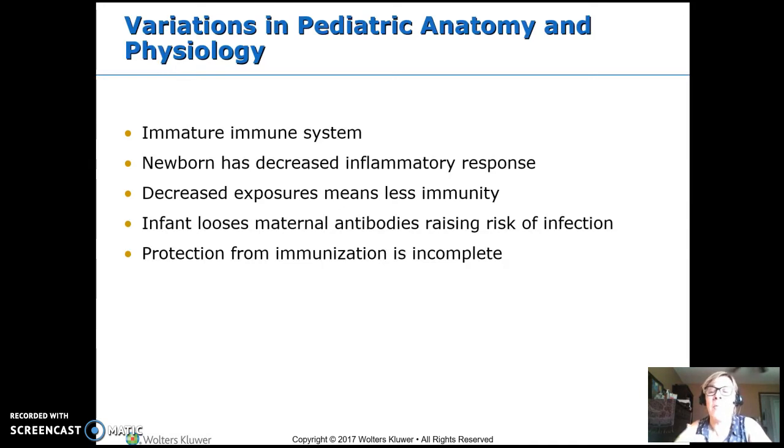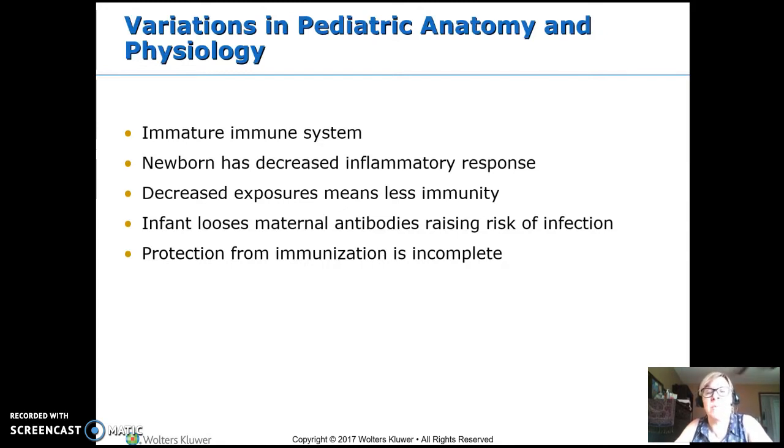So they get pneumonia, which gets picked up into the bloodstream, which turns into meningitis, or a UTI. Same thing. They are not good at isolating infection because their immune response is decreased. They also don't have as many antibodies.